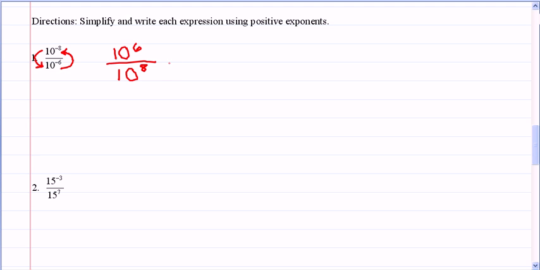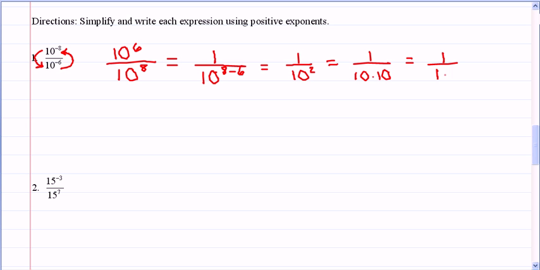Once I have the exponents positive, now I would just use one of the other properties. And the property that I would use involves division. When you're dividing, the rule is to subtract the exponents, starting with the higher power, which is 8. It's in the denominator, so it's 1 over 10 to the 8 minus 6, which is 1 over 10 squared. And 10 squared is 10 times 10. So the final answer is 1 over 100.